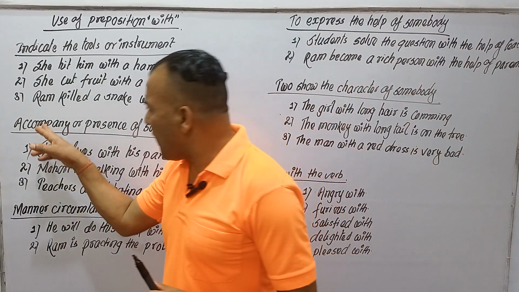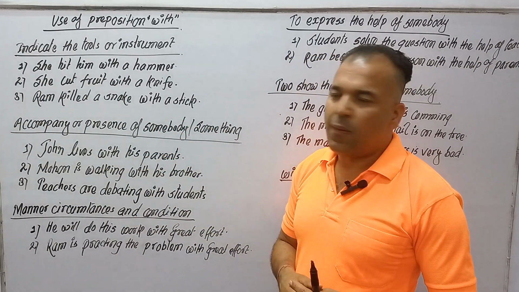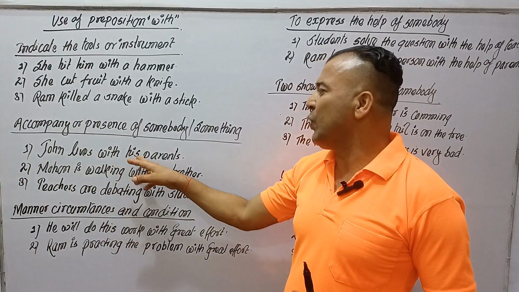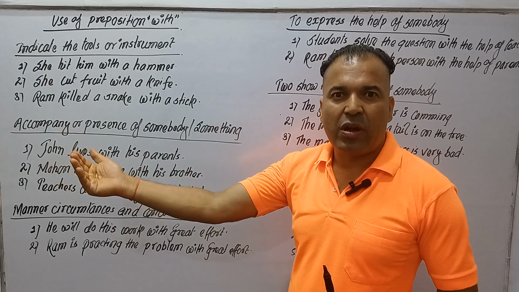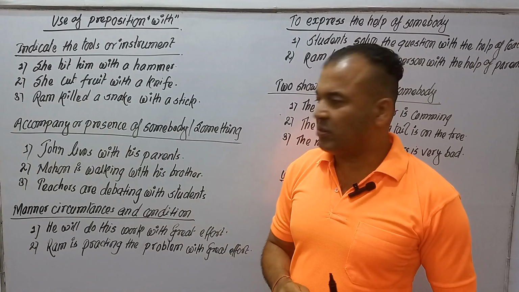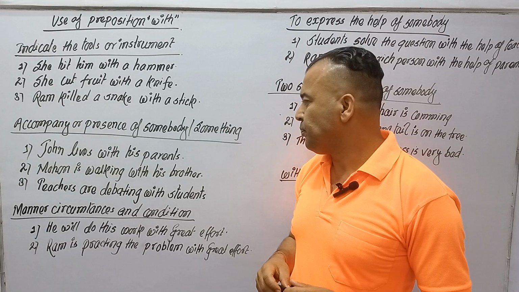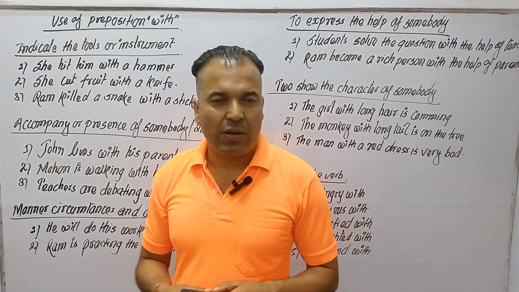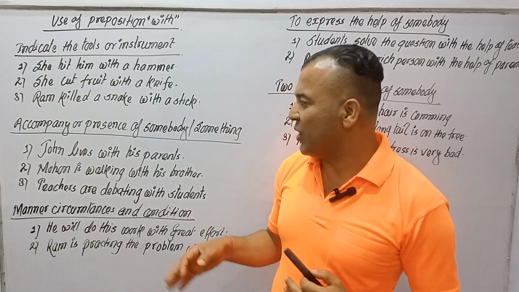Alright, accompaniment or presence of somebody or something. Joe lives with his parents, accompanying other persons, joining other persons, with his parents. Mohan is walking with his brothers. Teachers are debating with the students. Teachers are debating or bargaining with students.